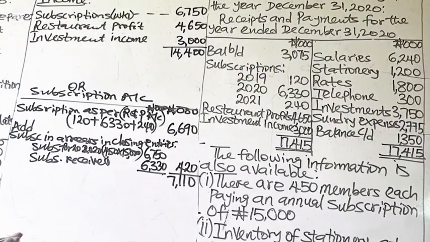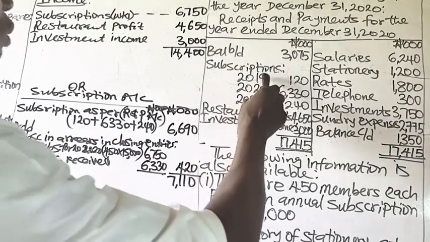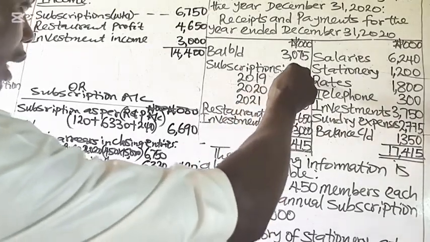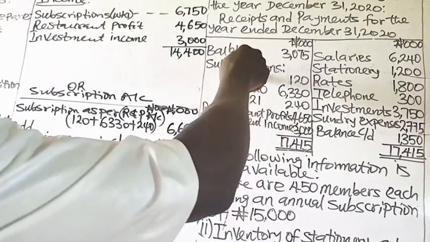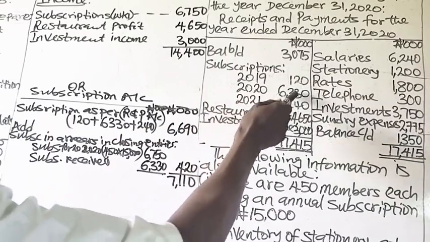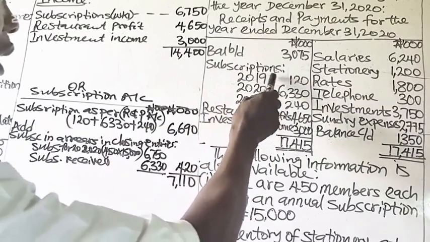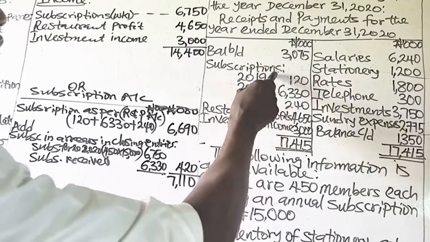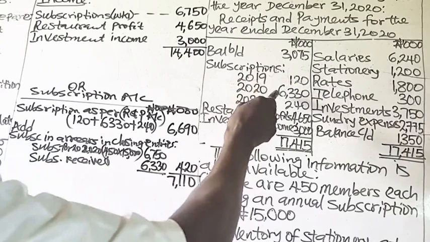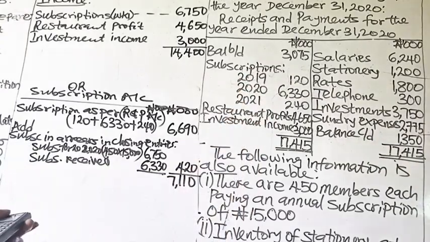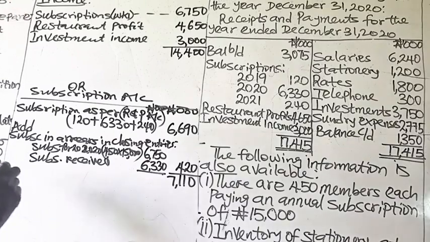Then, of the subscription received in the year 2020, 120 was in arrears in the opening entry. That means this was meant for the year 2019 but was received in the year 2020. Because it was received in 2020, it was included in the receipts and payment account in the year 2019.